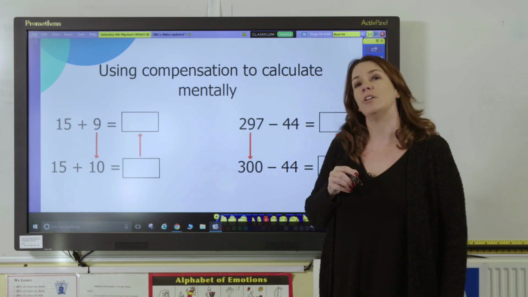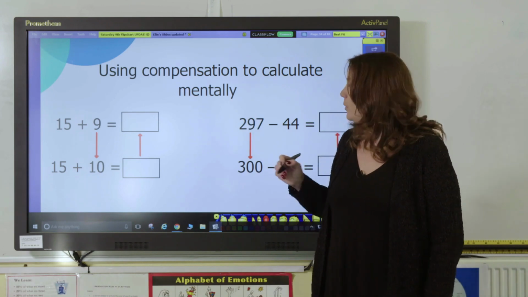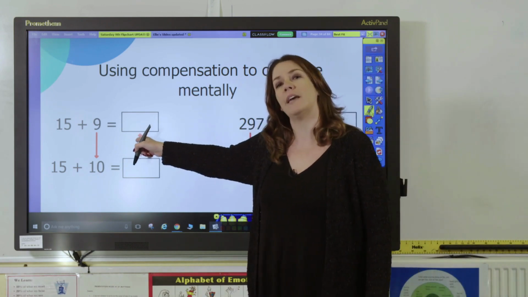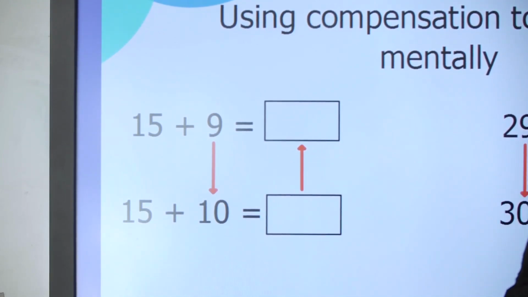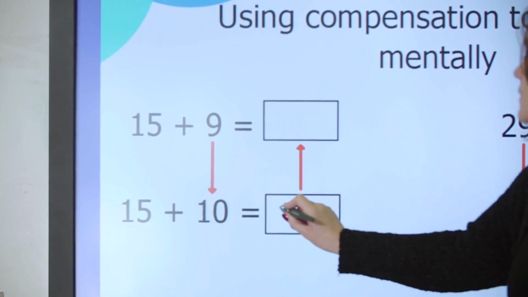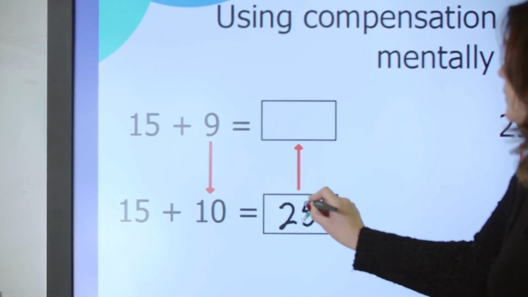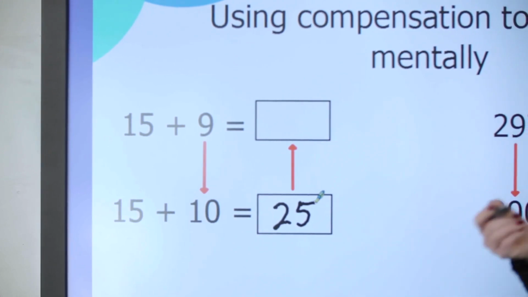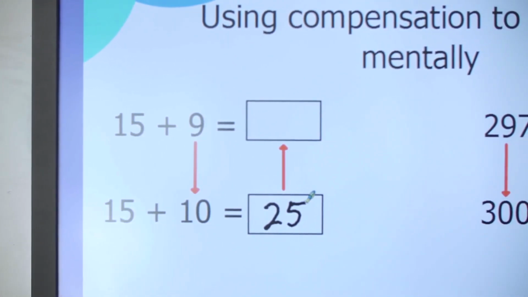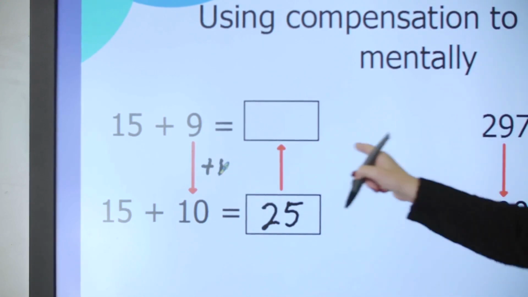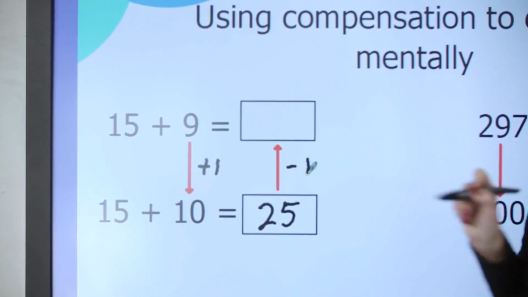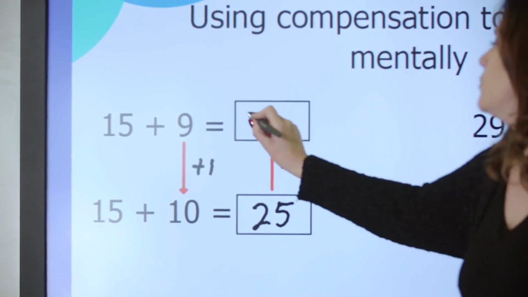Here I have a calculation, 15 add 9. Now what we can do here is we can compensate by adding 1 onto our 9 to make it into 10, and then it's much easier to work with. 15 add 10, we know gives us 25. Then we need to adjust our answer to allow for the change that we've made. So here we added 1. That means that here we need to take 1 away, which will give us a final answer of 24.